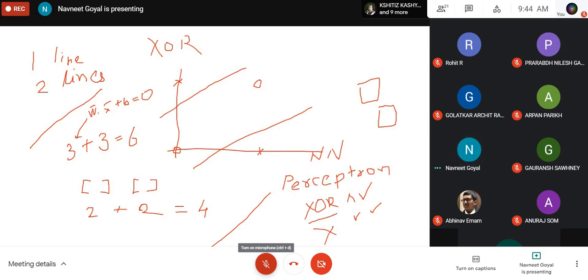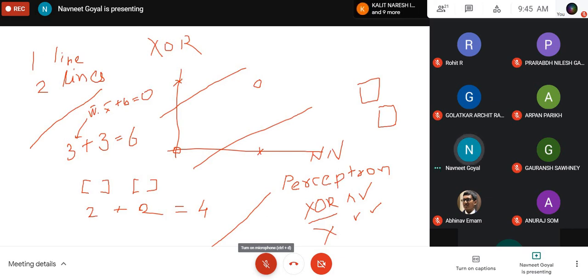Now when we talk about a problem like XOR, we have just seen that one line is not going to be enough. You need two lines. So the second line corresponds to a layer in a neural network. Perceptron is also called a single layer perceptron or single layer neural network. And then we have this concept of a multi-layer neural network.